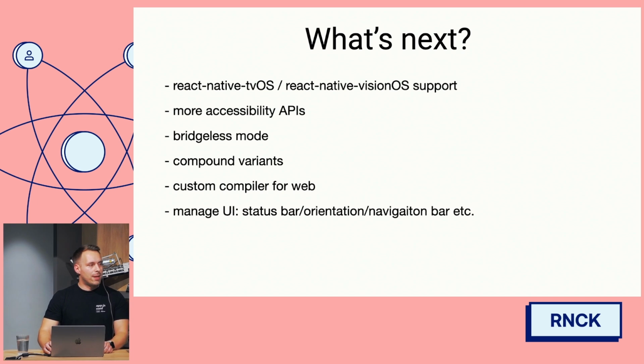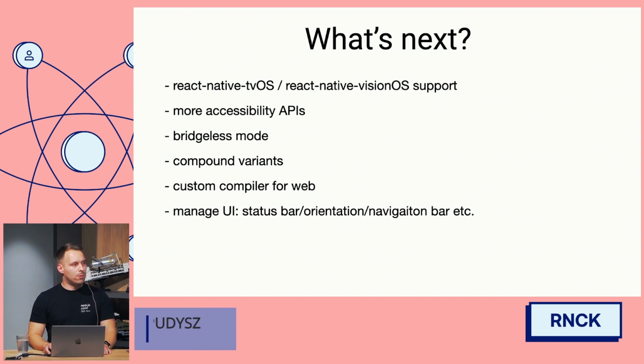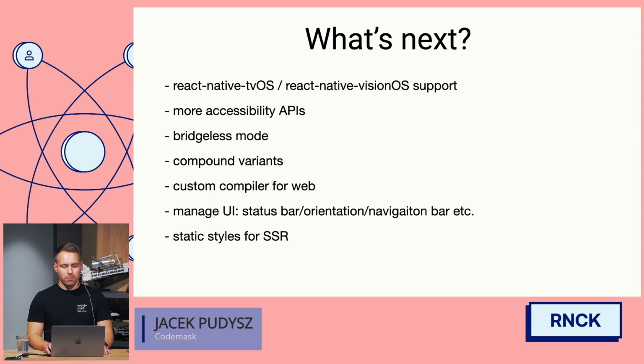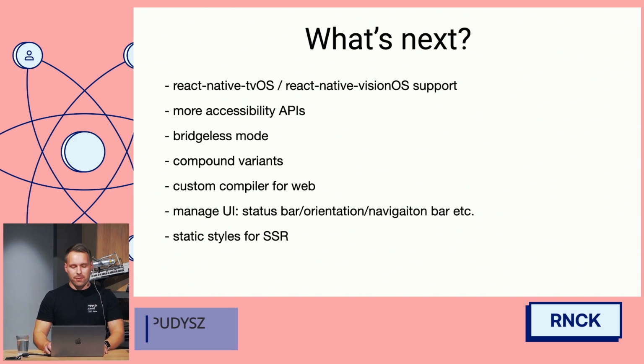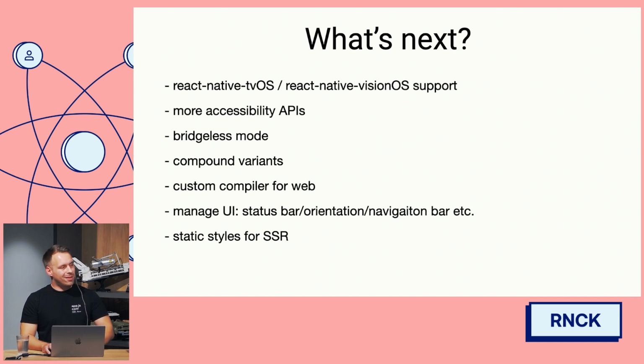I would like to also manage UI. You don't need to install a ton of libraries to manage orientation, navigation bars, status bars. Maybe, and I think I will do it, I will allow you to modify whatever you see on the native side with Unistyles. I need to also explore static styles for server-side rendering. Right now, they are still dynamic, and I would like to drop JavaScript totally and return you perfect CSS. And, of course, move more code to JSI, C++.